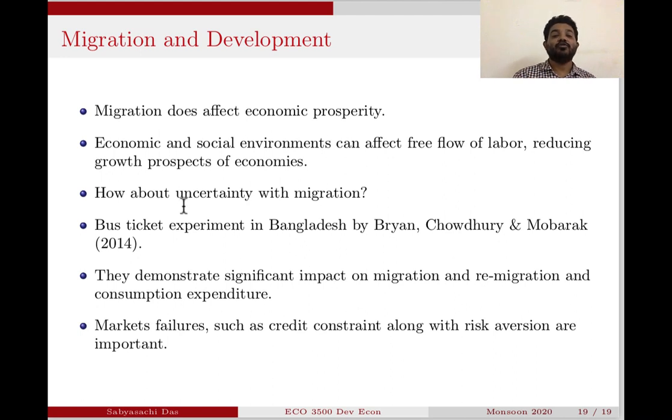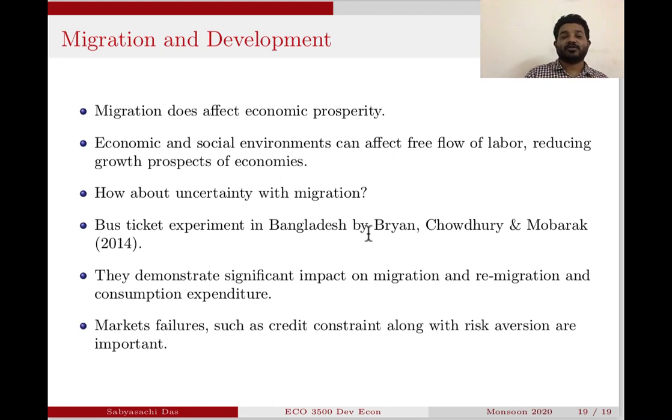And the other factor could be this uncertainty. It could be that even if you want to move to a nearby village, even that involves certain uncertainty, and you don't want to do that because maybe you're living in subsistence, and you cannot risk the possibility of starvation.